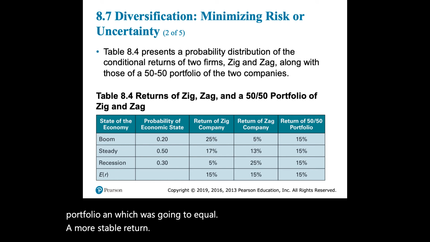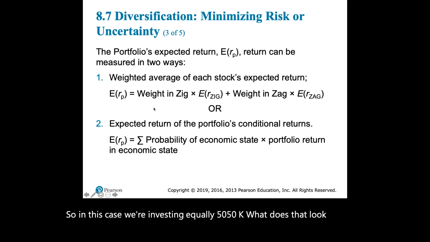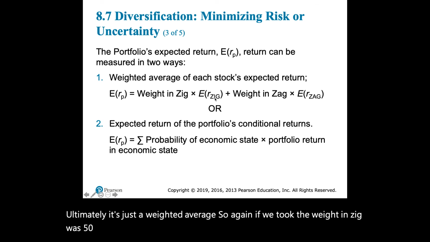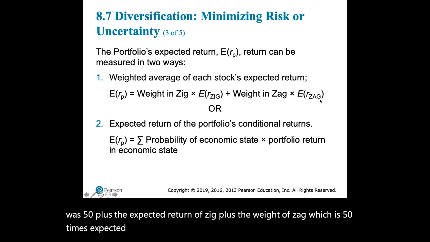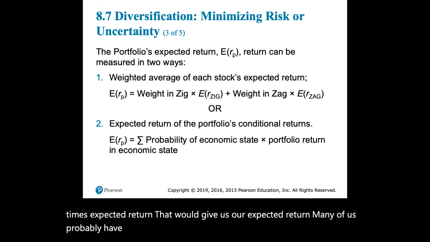So in this case, we're investing equally, 50-50. What does that look like? Well, ultimately, it's just a weighted average. So again, the weight in Zig is 50% times the expected return of Zig, plus the weight of Zag, which is 50%, times its expected return, and that would give us our expected return. Many of us have probably calculated that when we're calculating our grades. If a test is worth 20% and another exam is worth 40%, we take a weighted average to determine our expected grade or return.